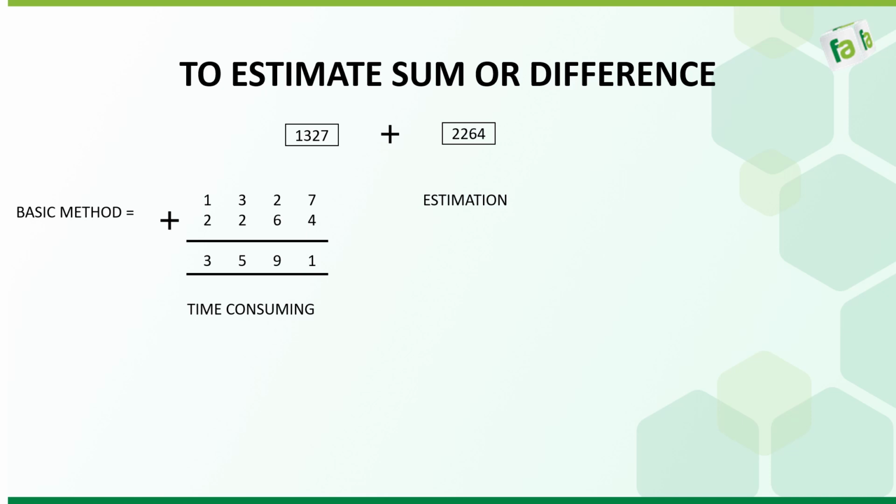First, round off the two numbers to the nearest hundreds. So, 1327 is nearest to 1300 and 2264 is nearest to 2300. Now, add these numbers. You will get the approximate sum of these numbers, which is equal to 3600.